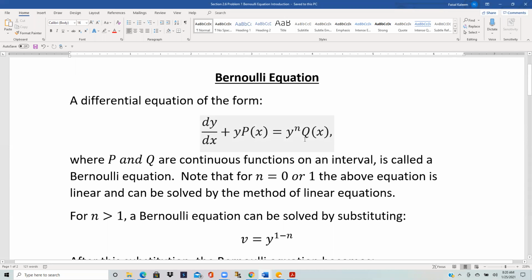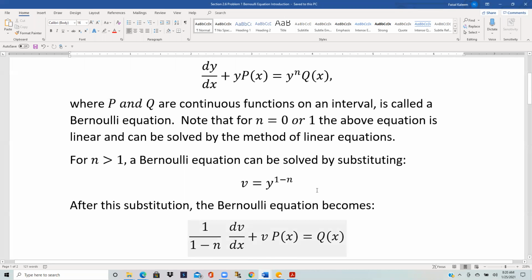So the bottom line is, when n is equal to 0 or n is equal to 1, then this just turns into a linear equation and there is nothing new. However, when n is not 0 or 1, then it's not a linear equation. And then let's see how we will solve the Bernoulli equation.